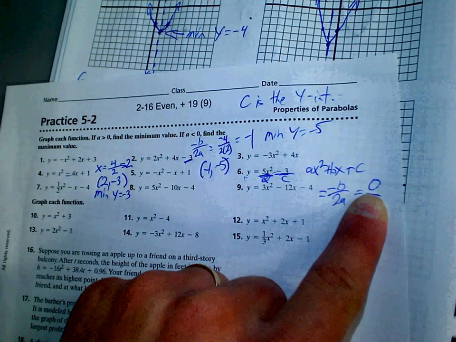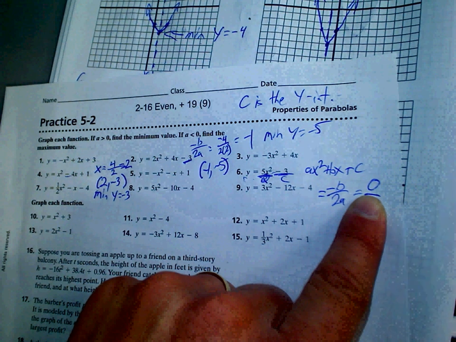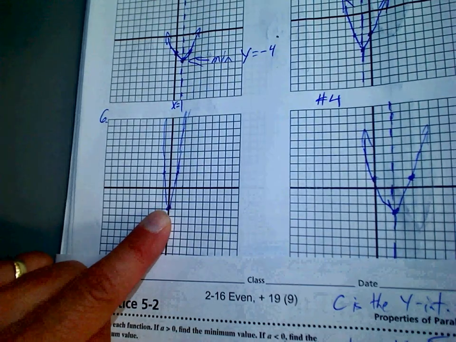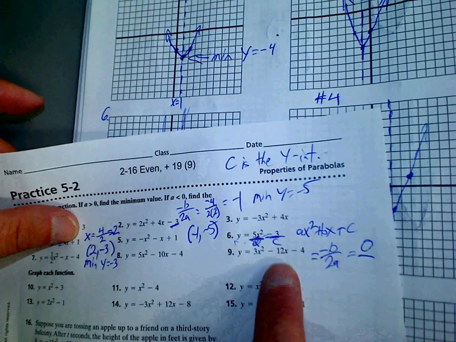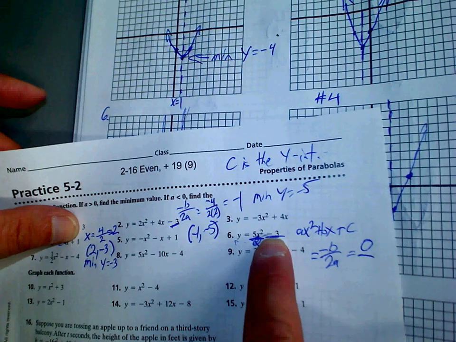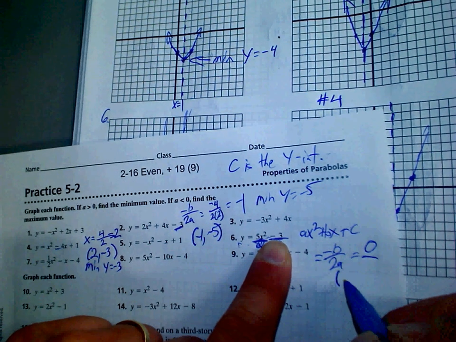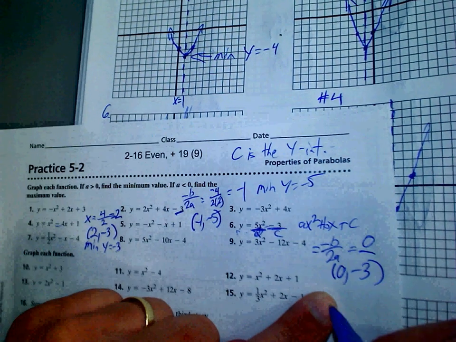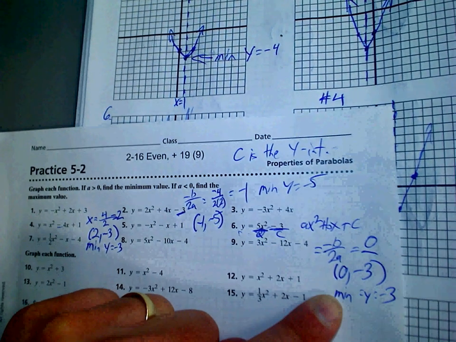And if the numerator is 0, the answer is 0. That tells me that the x is not moved right or left. Here is the answer to that. If you put in 0 for number 6, guess what's left? The y-intercept. So the vertex is (0, -3). That means our minimum is y equals -3. That's all for number 6.